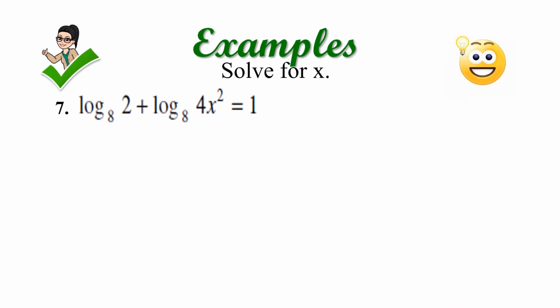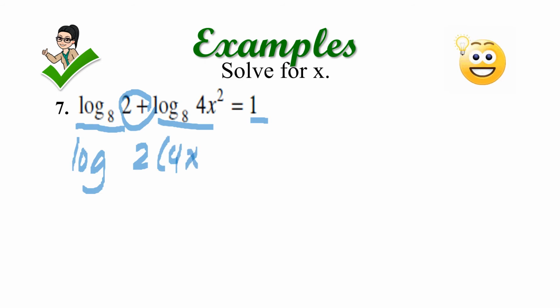Example number 7, solve for x. Logarithm of 2 to base 8 plus logarithm of 4x squared to base 8 is equal to 1. We can see addition here, therefore we can apply product rule. This will become logarithm of 2 times 4x squared to base 8. Simply copy base 8 is equal to 1.